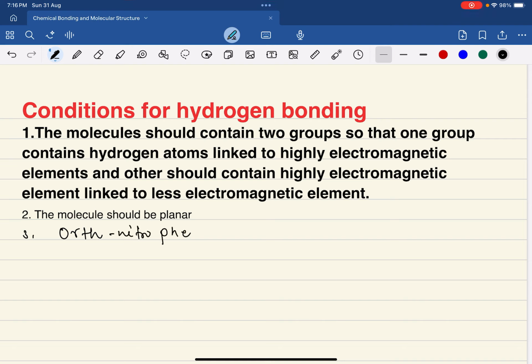Orthonitrophenol means a phenol group, that is carbolic acid with OH, and a nitro group attached at the ortho position. In this case, due to chelation, this orthonitrophenol molecule forms hydrogen bonding, in which hydrogen is in between the most electronegative elements, oxygen. This is the OH bond, normal OH bond.